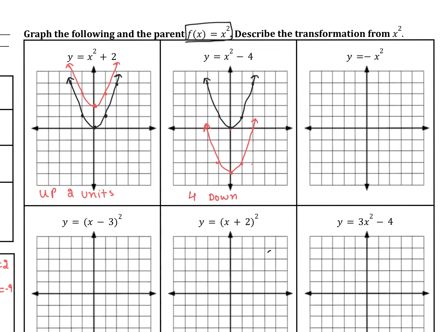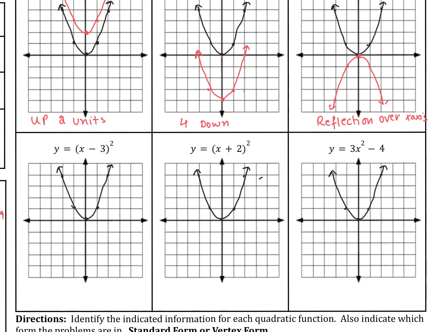For the next function, this is your parent function, that is 1 1, 2 4, and it's upward. With the negative, you're going to make the reflection of this function, and that is your negative x squared, a reflection over the x-axis. The parent function for the x squared, these are all the parent function graphs.